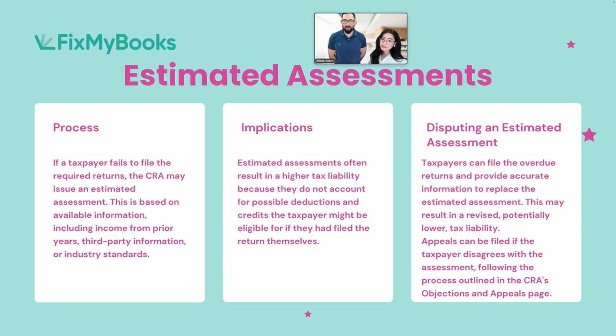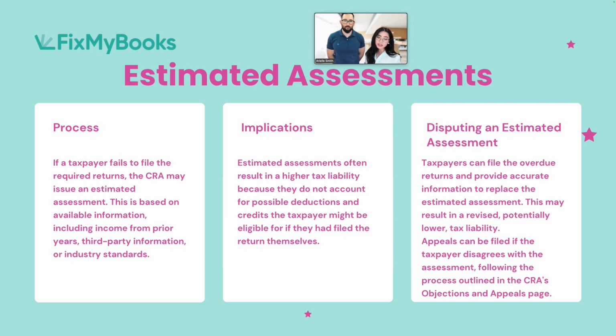So, that's how they force you to file, because you know that your return is going to be more accurate, obviously, but also it's going to account for a lot of other expenses and credits and everything else. So if you don't agree with the estimated assessment, you can dispute it. So disputing an estimated assessment, taxpayers can file the overdue returns and provide accurate information to replace the estimated assessment. This may result in a revised, potentially lower tax liability.